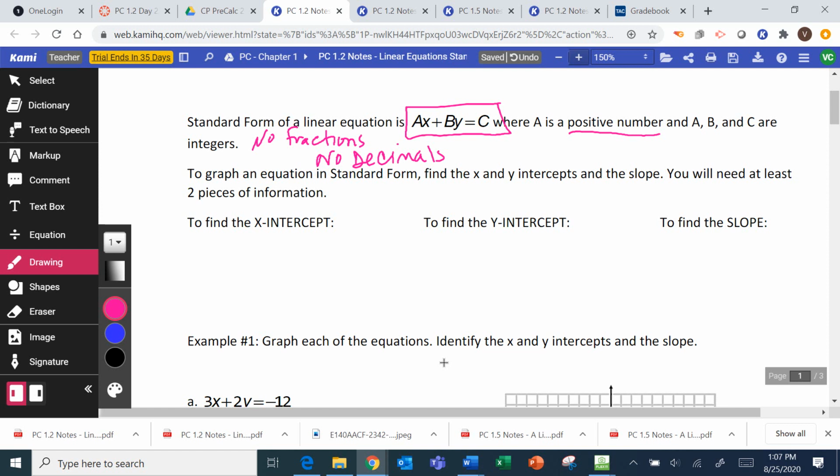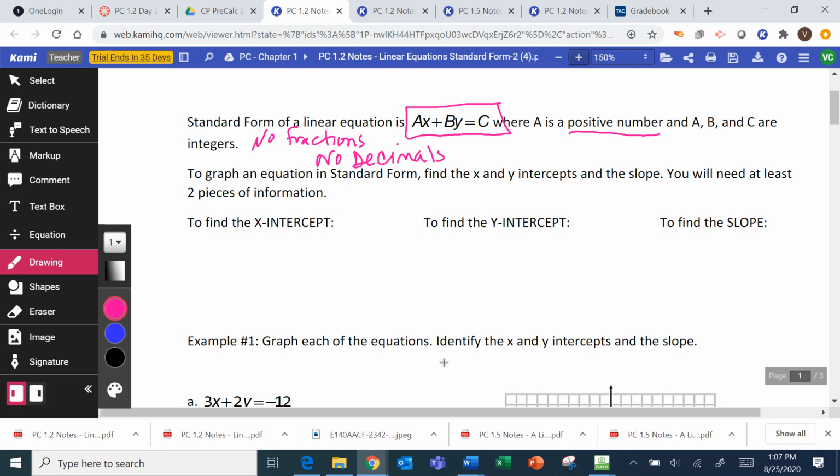Now when we go to graph an equation that's in standard form, we're not going to change it to another form. That's extra work that I don't have to deal with. We're just going to keep it in the same form, and we're going to graph it by finding x and y intercepts and possibly the slope. So how do we find the x-intercept?